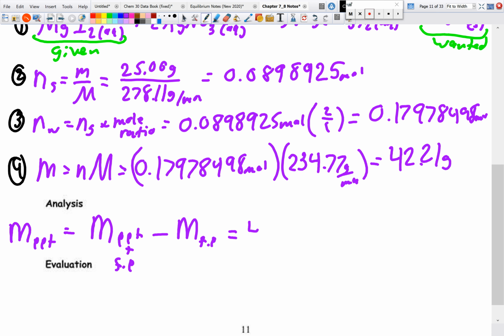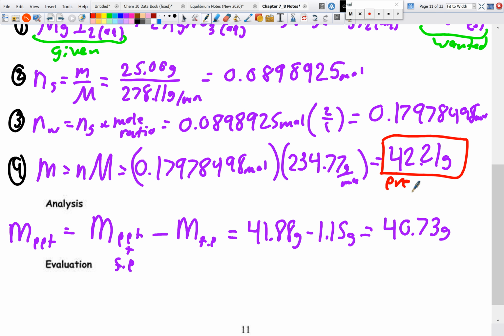So that means we take our 41.88 grams from the question, subtract our 1.15 grams, and we're left with 40.73 grams. Just highlighting, remember this is our predicted, and this is our experimental, because reading the question, this is what we actually get.